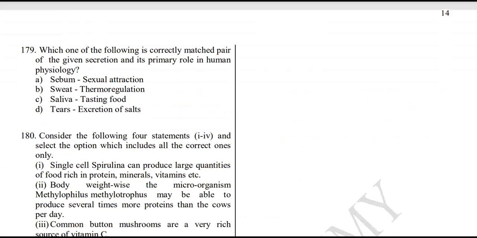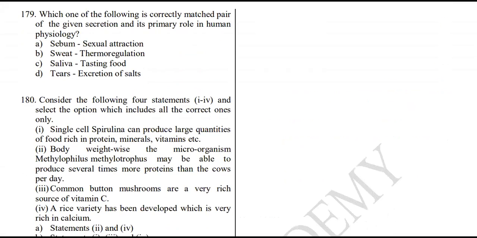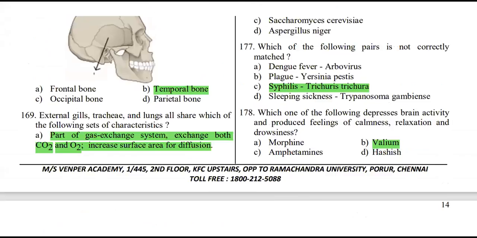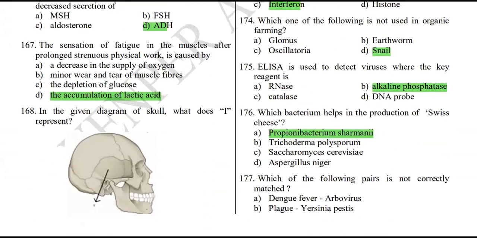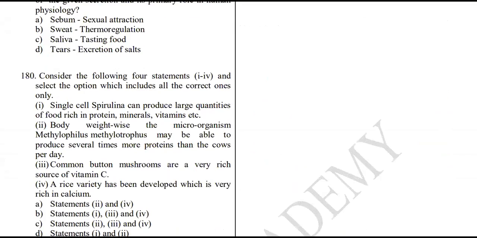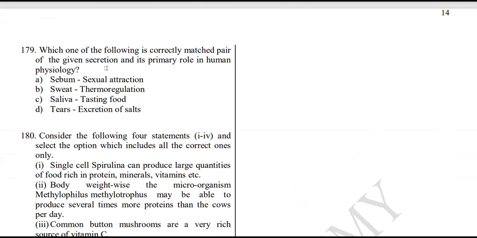Which one of the following is a correctly matched pair of the given secretion and its primary role in human beings? I think I missed one question, right? Sebum is not mainly for sexual attraction. Sebum lubricates the skin and also protects you from any kind of friction. It's not for sexual attraction.